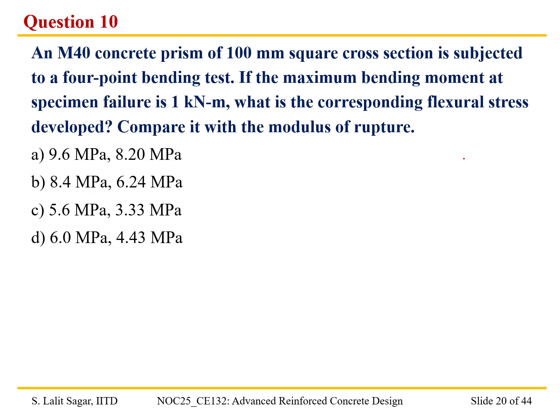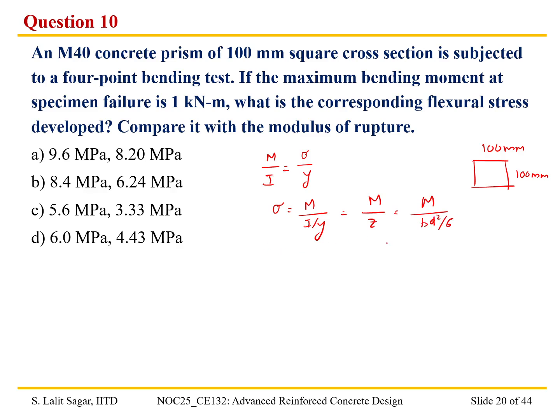I'm going to solve it side by side. So we have a square cross section of concrete having 100 by 100. We have M by I is equal to sigma by y, or you can also write it as sigma is equal to M divided by I by y, or M by Z. The section modulus is nothing but bd square by 6.